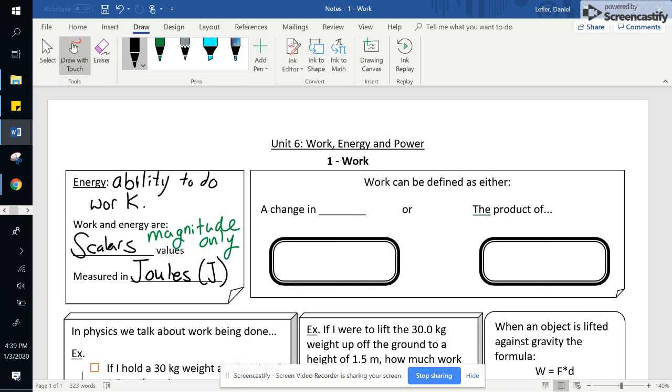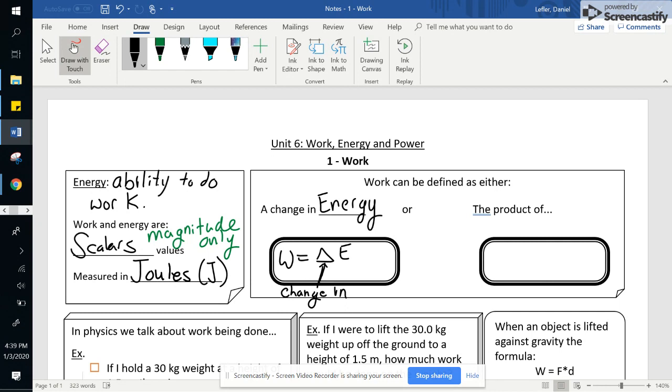So work can be defined as either a change in energy, which would be W equals delta E. If you remember what the delta stands for, this triangle here just stands for a change in. So you would just take the final amount of energy minus the initial amount of energy. And we'll talk about that more when we get into different types of energy.